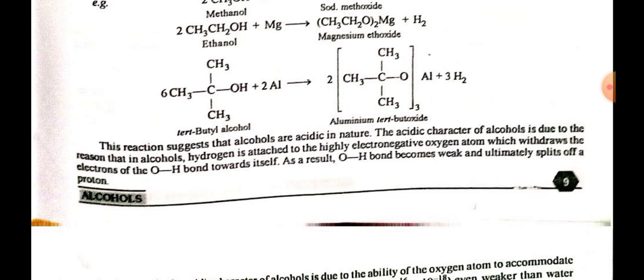The acidic character of alcohols is due to the reason that in alcohols, hydrogen is attached to the highly electronegative oxygen, which withdraws the electrons of the O-H bond towards itself. As a result, the O-H bond becomes weak and ultimately splits off as a proton. In other words, the acidic character of alcohols is due to the ability of the oxygen atom to accommodate the negative charge.